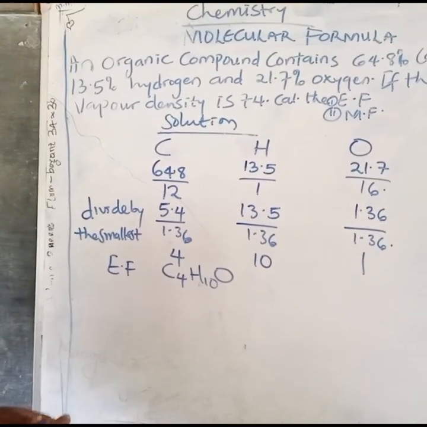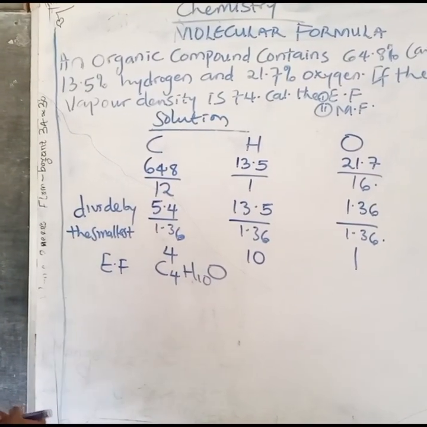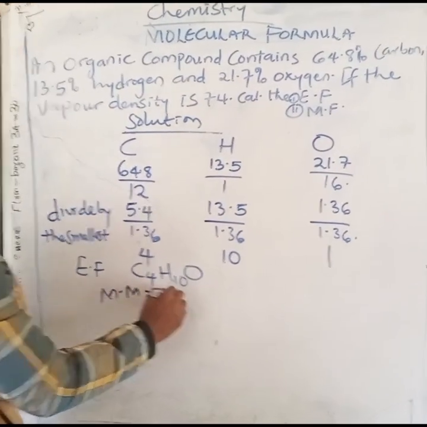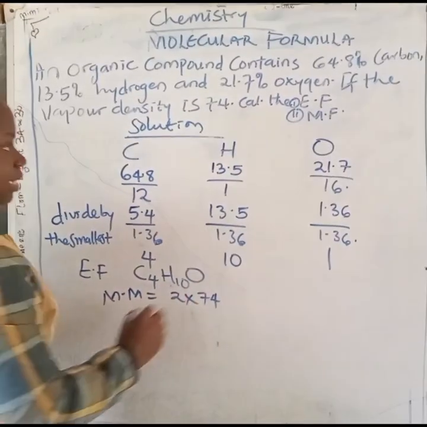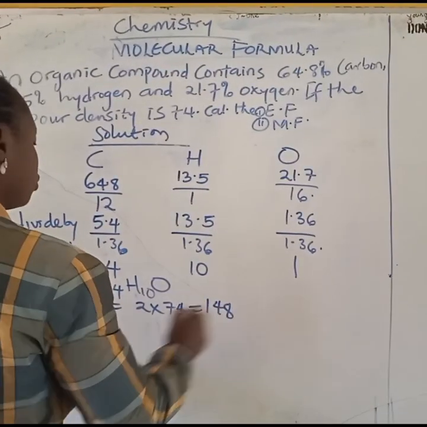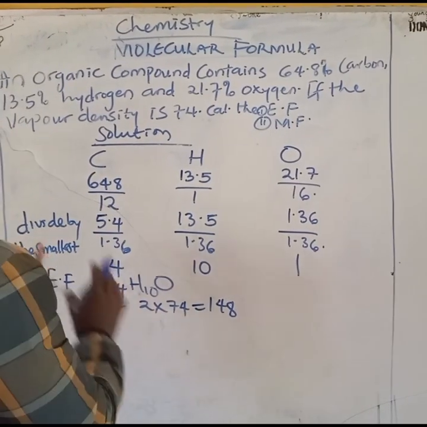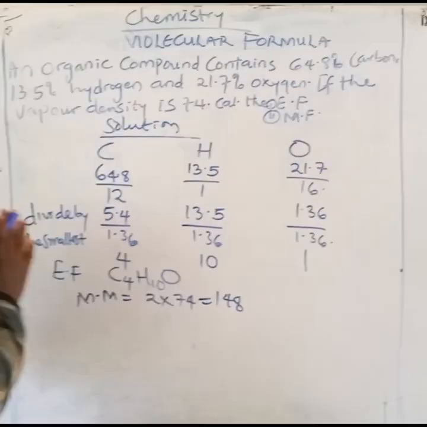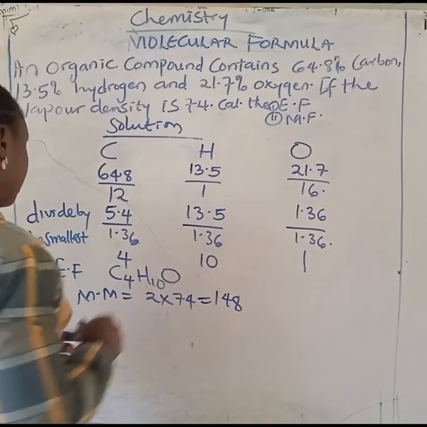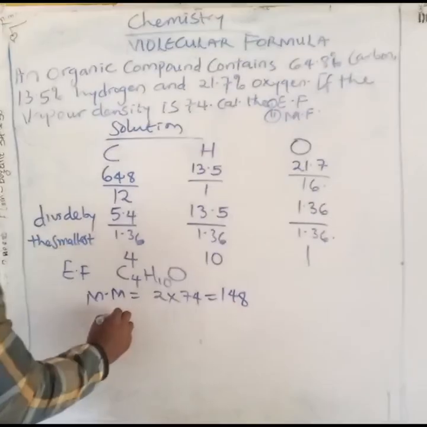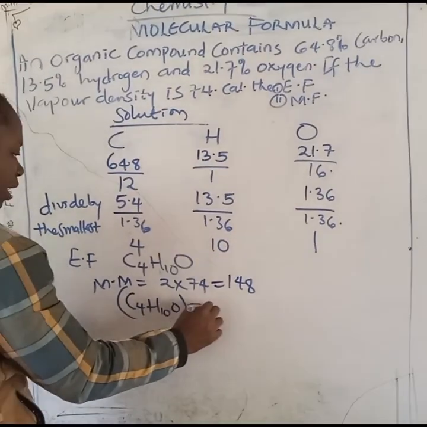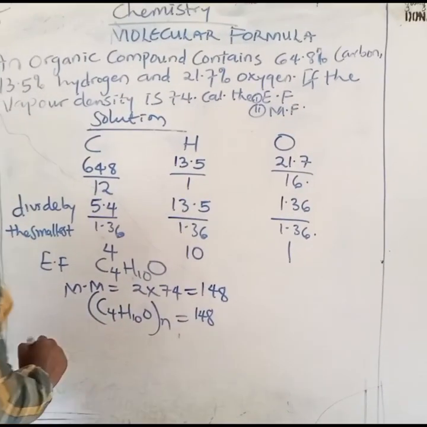Now I'm going to look for the molecular mass. The molecular mass is going to be 2 times vapor density. 2 times vapor density, and it's going to give me 148. So I'll be using 148 as my molar mass. So vapor density is what? Molecular mass is our vapor density times 2. So on no account should you use vapor density directly for the question. So I'm going to have my C4, H10, and oxygen, all in bracket N, equals 148, like we did the last time.